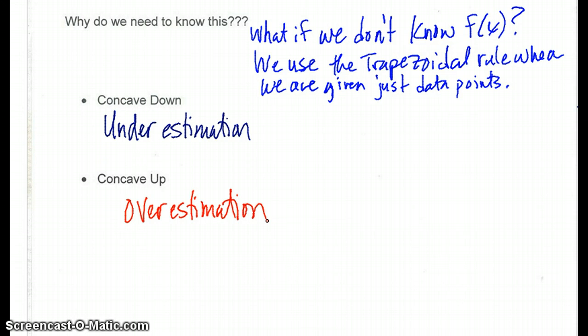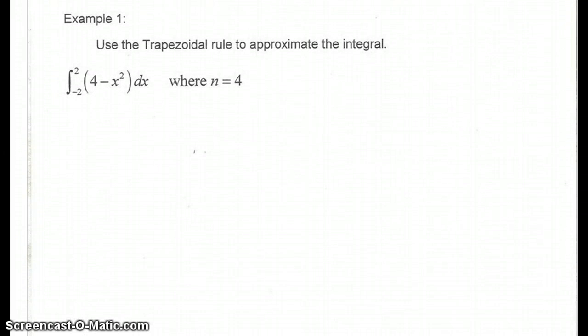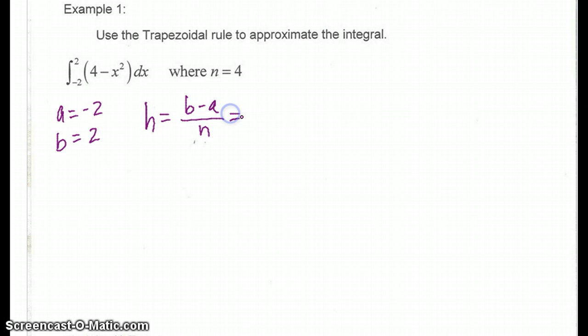Let's look at an example. Given the integral from negative 2 to 2 of the function 4 minus x squared dx, where n is equal to 4, let's use the trapezoidal rule to approximate the integral. First thing we're going to do is find a and b. We're going to find h using b minus a over n.